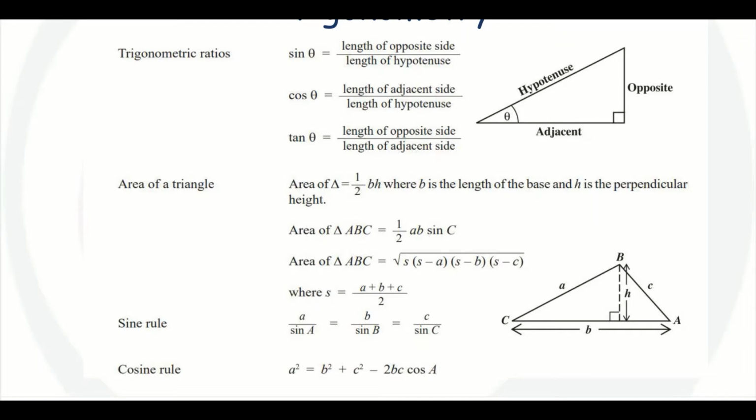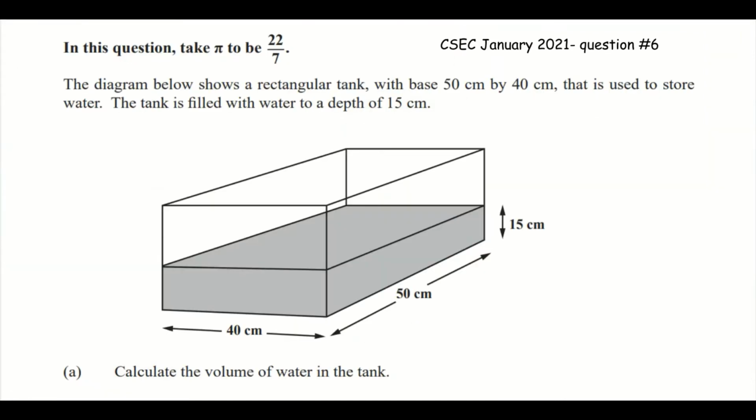Let's practice our first question. Our first question is taken from January 2021, question number 6, CSEC paper. The diagram below shows a rectangular tank with base 50 centimeter by 40 centimeter that is used to store water. The tank is filled with water to a depth of 15 centimeter. Calculate the volume of water in the tank. So the question wants us to find the volume.